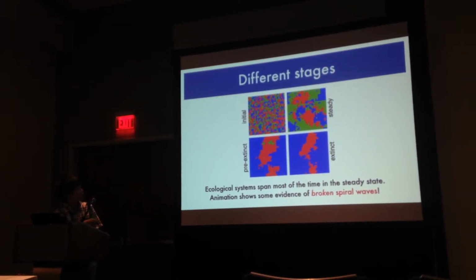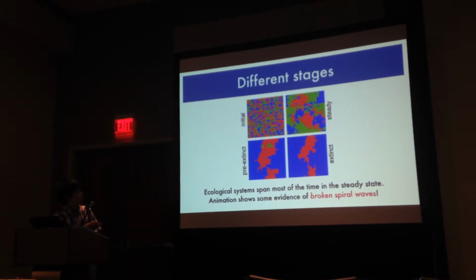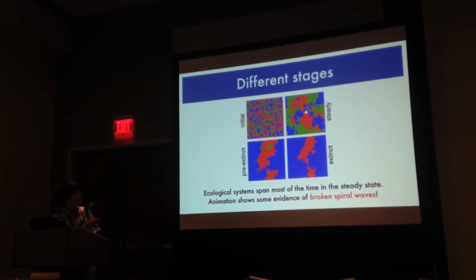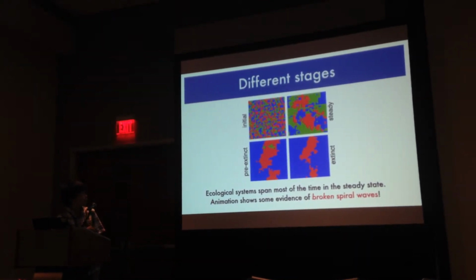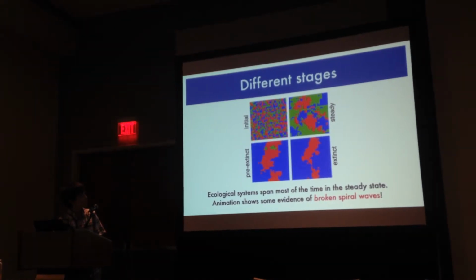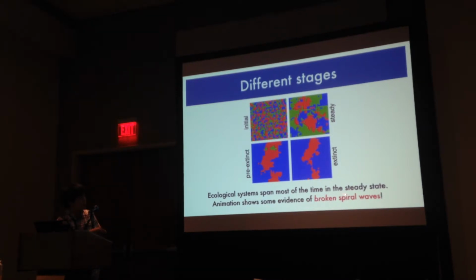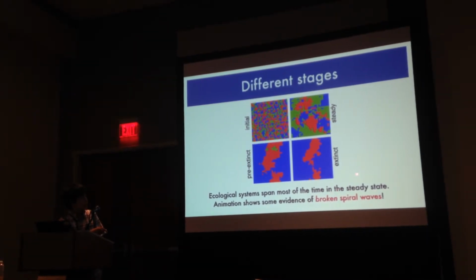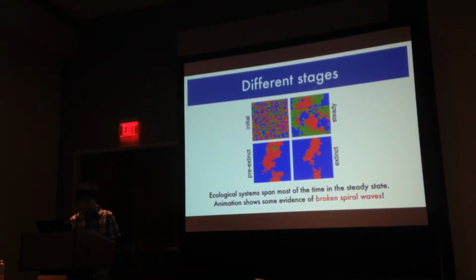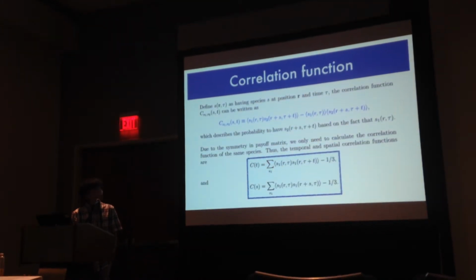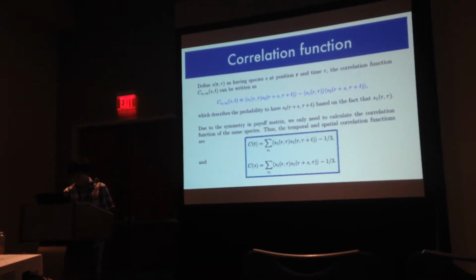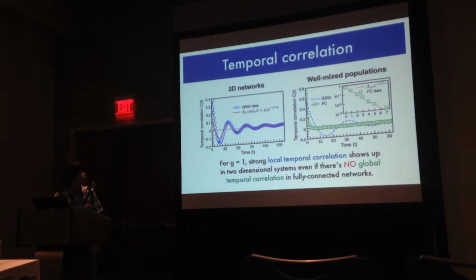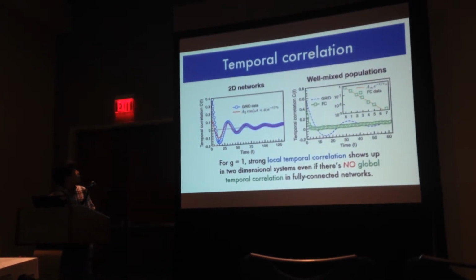We found that the system spends a lot of time in this state, and the animation shows a broken spiral wave. So we would like to know: is the broken spiral wave correlated with the biodiversity? I will skip this page. So we just look at the temporal correlation time.